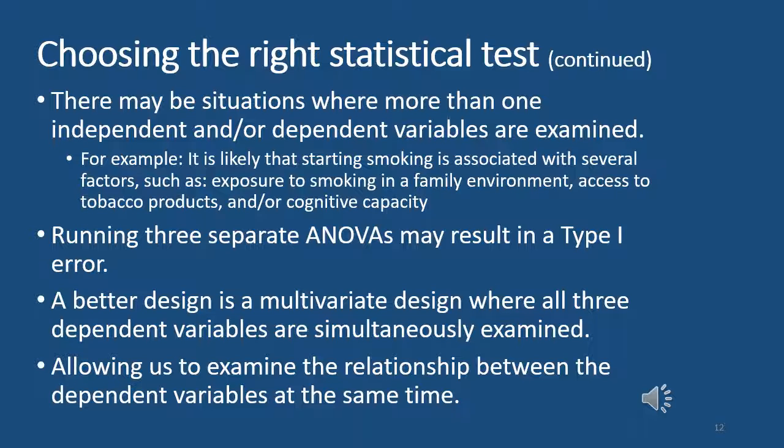So if you're running three separate ANOVAs, just like earlier when we talked about running three separate t-tests instead of an ANOVA, it will result in a type 1 error where you're likely to draw the wrong conclusion. A better design is a multivariate design where all three dependent variables are simultaneously examined. This allows us to examine the relationship between the dependent variables at the same time.